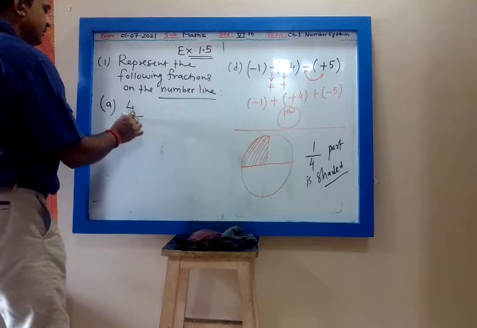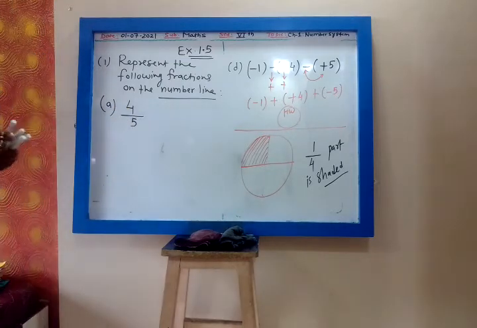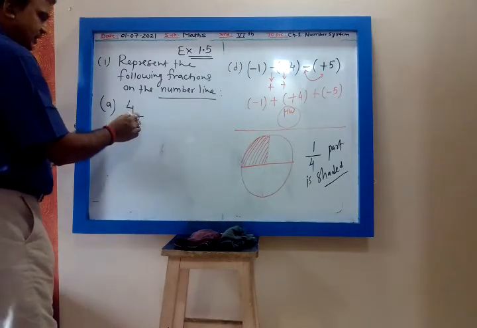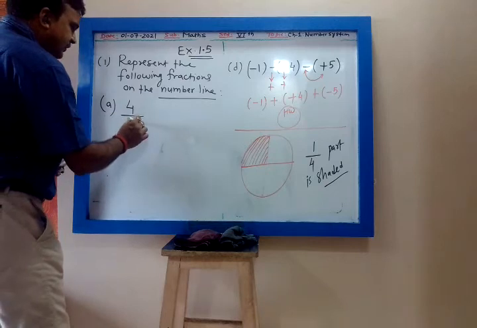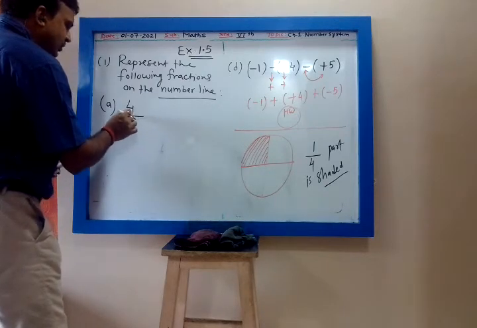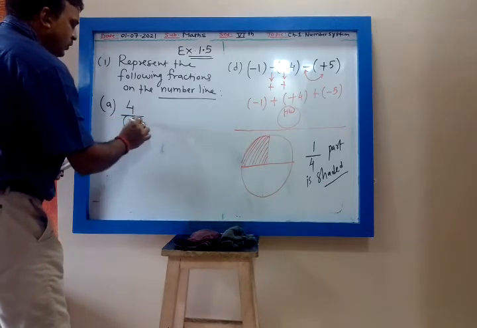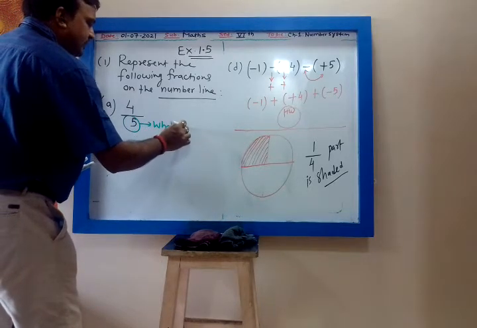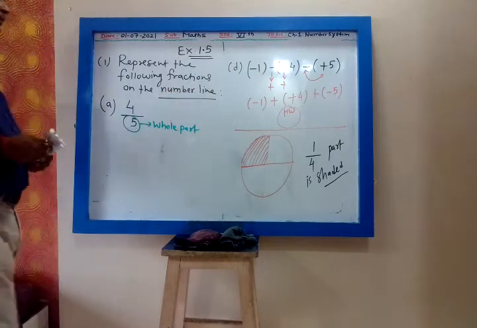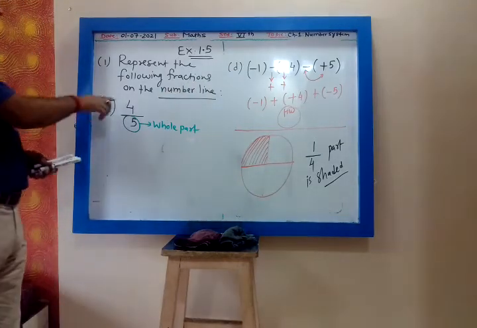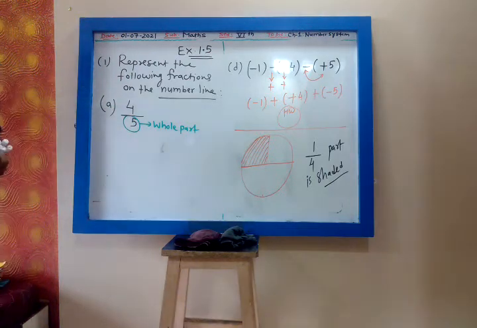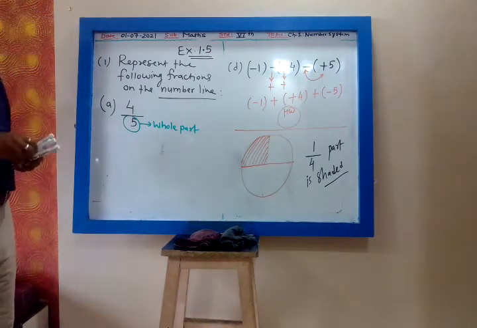4/5. So let us study. See this, 4/5. This 5 is the denominator. This denominator is nothing but my whole part. Whole part is 5. Correct? And 4/5 means we have taken 4 parts out of 5 parts. The denominator is the whole part.